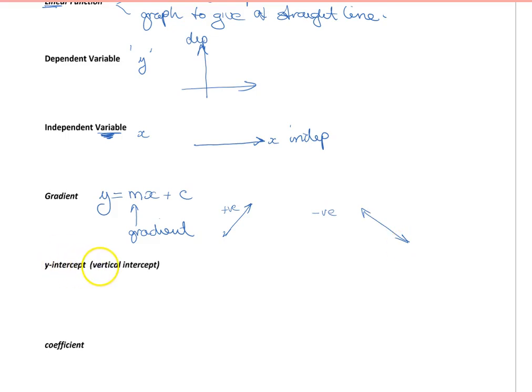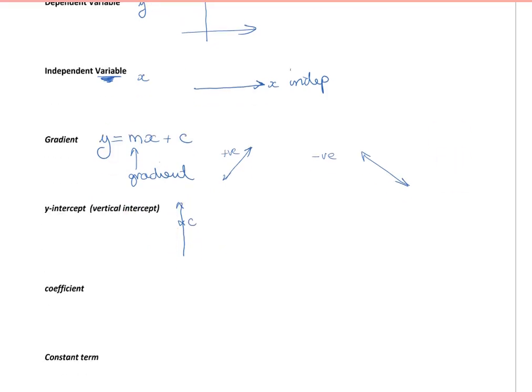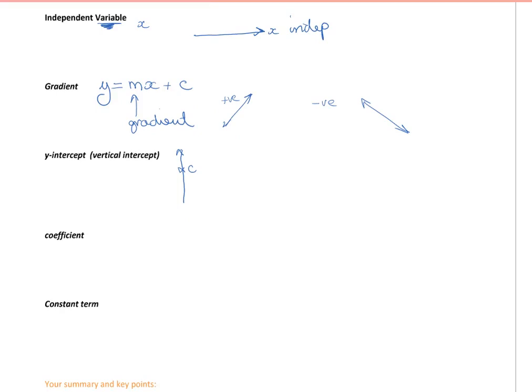The y-intercept, or y vertical, because this is my vertical axis, or my dependent axis, you will learn comes from our linear equation and has the value c.